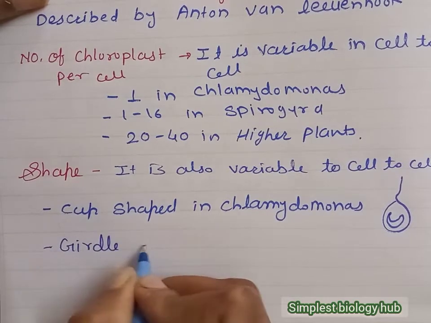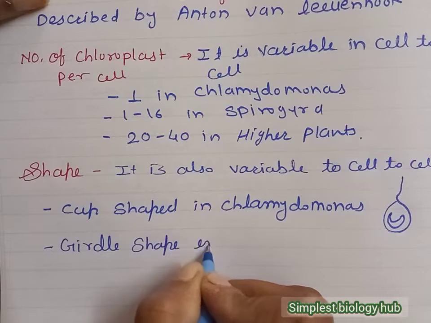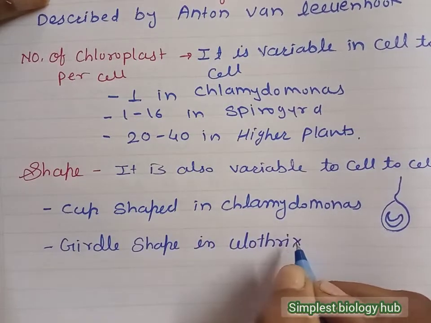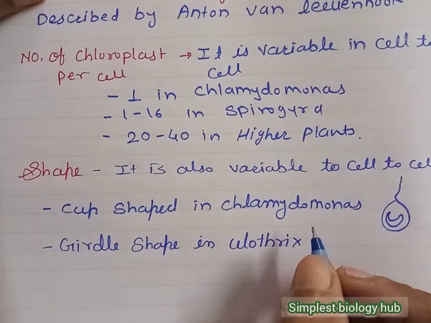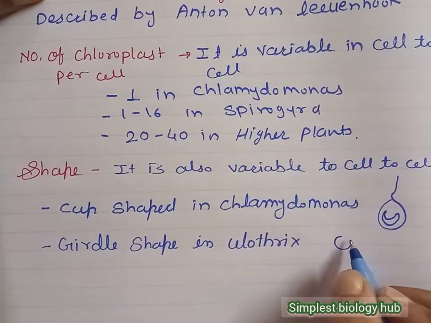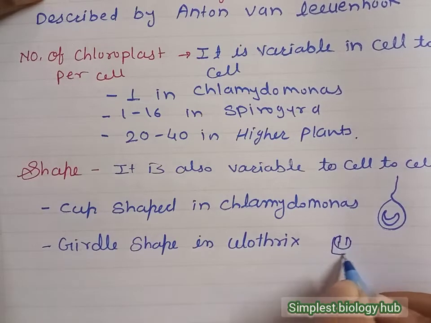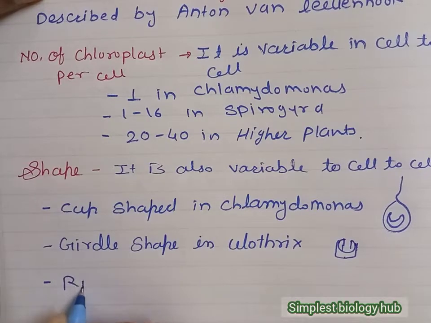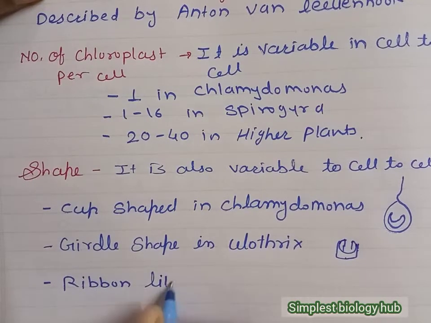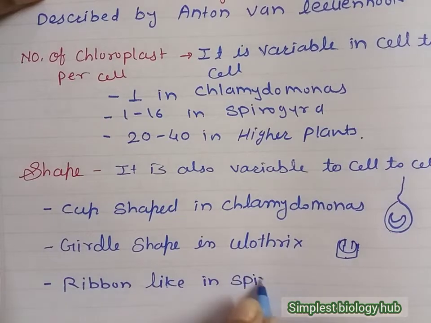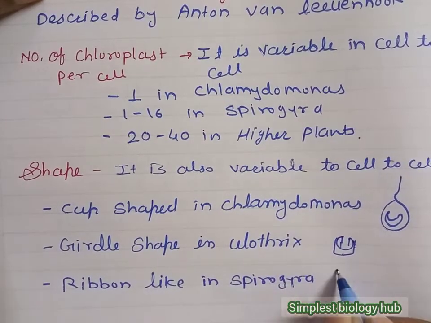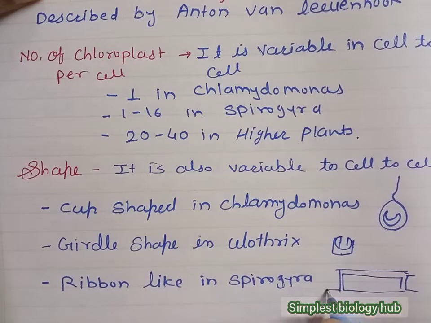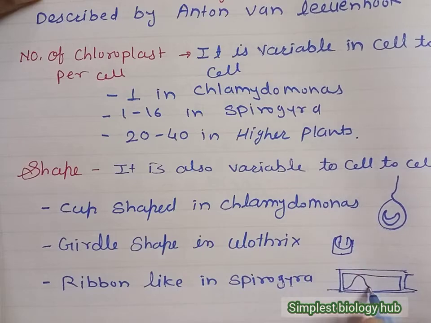Then it is girdle shaped in Ulothrix. It is also one of the algae, and in that alga the shape of the chloroplast is girdle like, half C shaped, and it is moved inward and shows the girdle like structure. Then it is ribbon shaped, flattened, long thread like, ribbon like in Spirogyra, and it is present in Spirogyra in twisted form. This ribbon is in twisted form like that pattern.